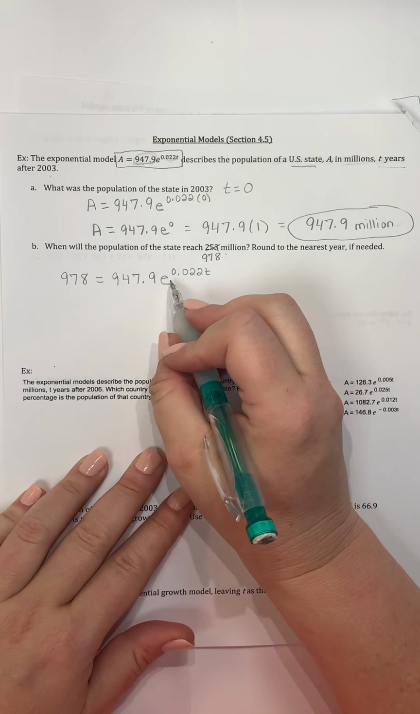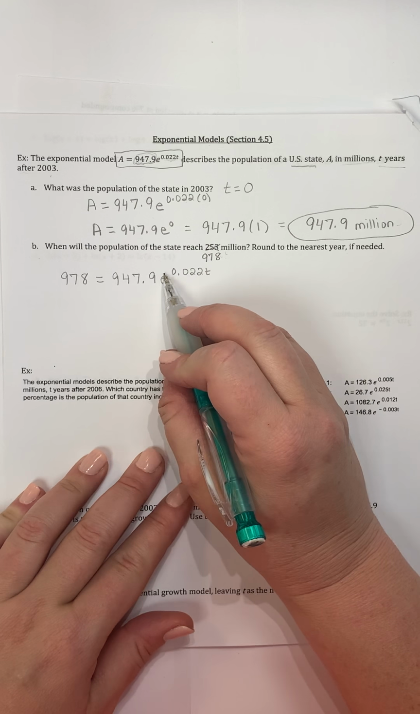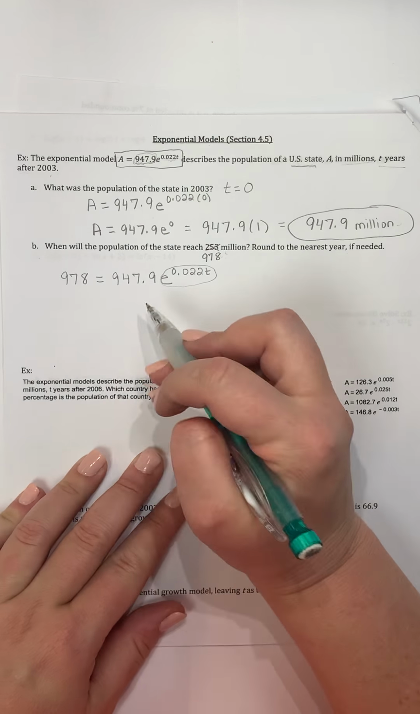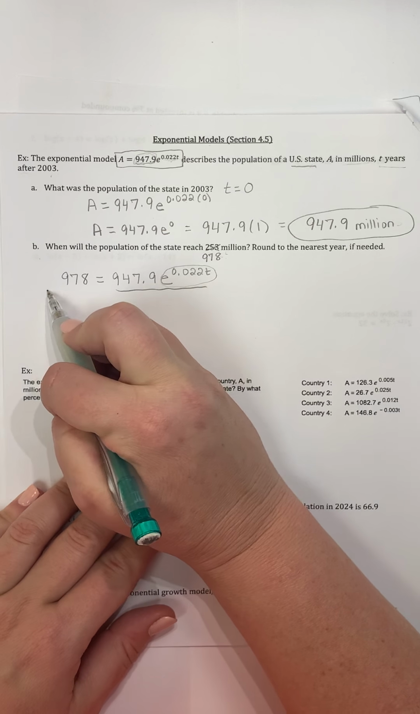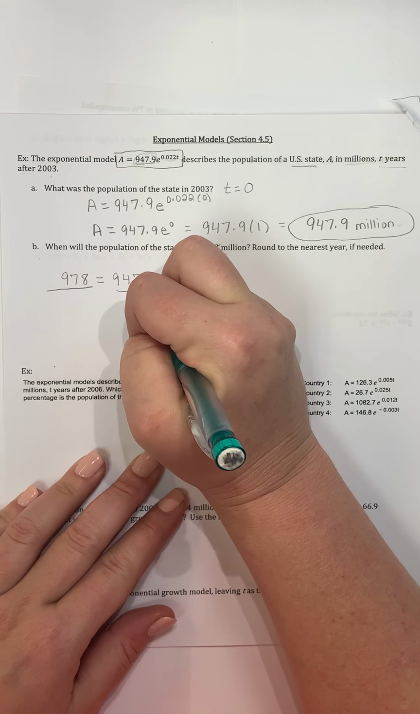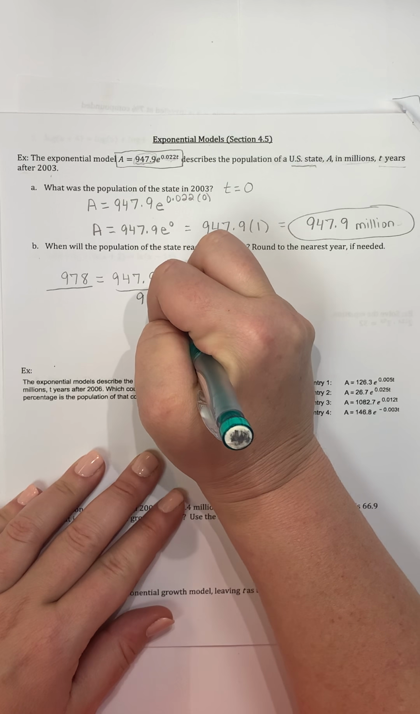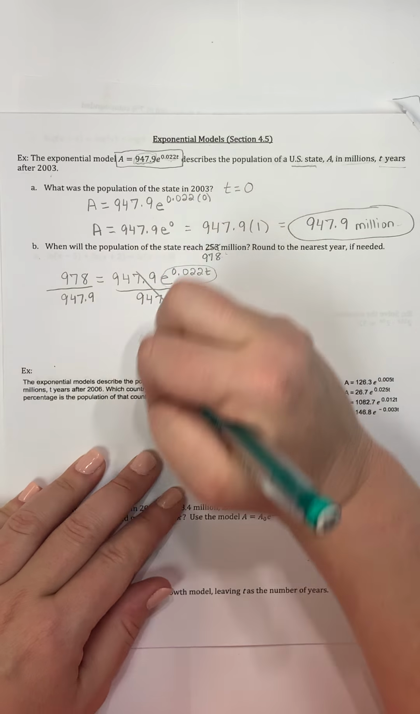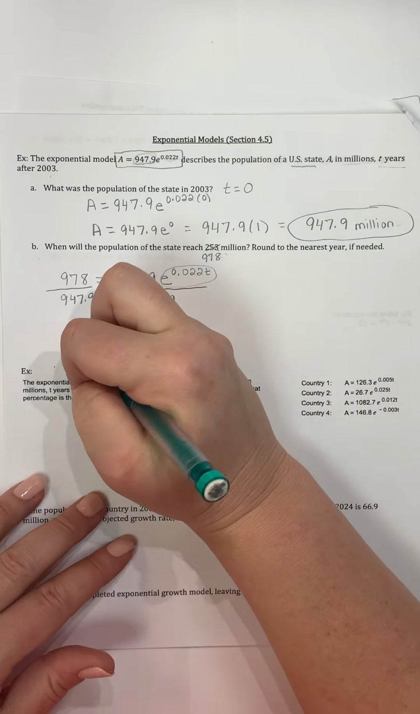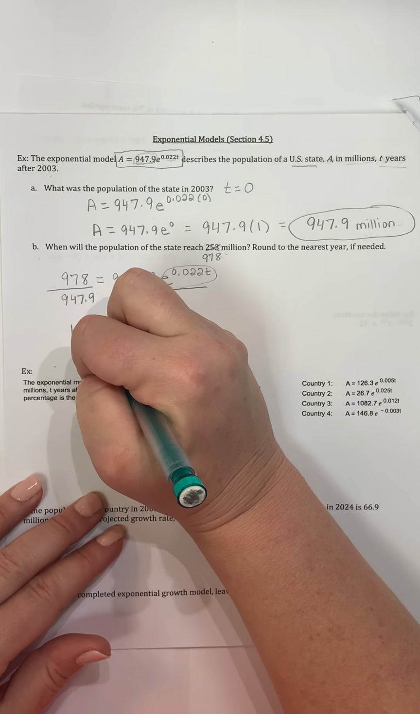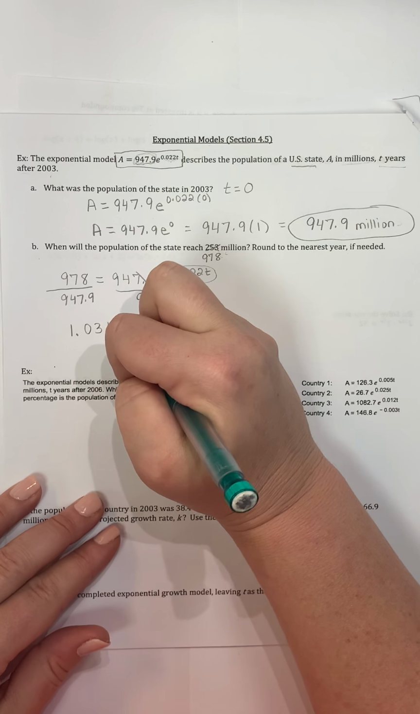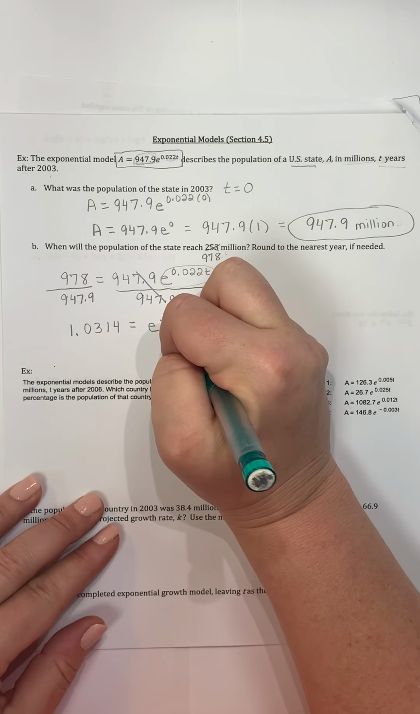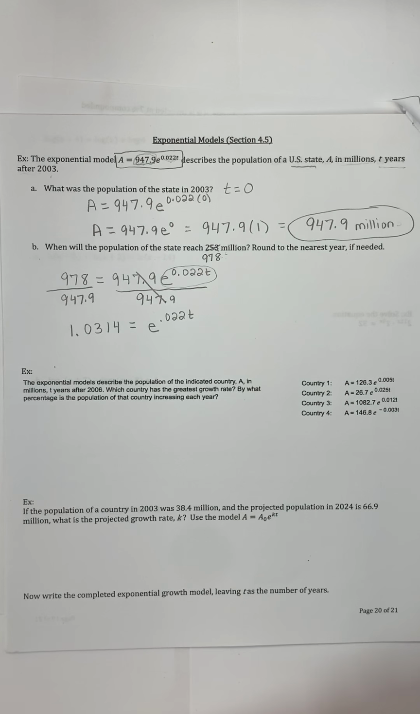All right, well, this is an exponential equation. Here's my exponential term, but I need it alone. I need to isolate it. So I'm going to divide each side by 947.9. There we go. This is going to give us a nice little 1.0314 equals e to the 0.022 t.